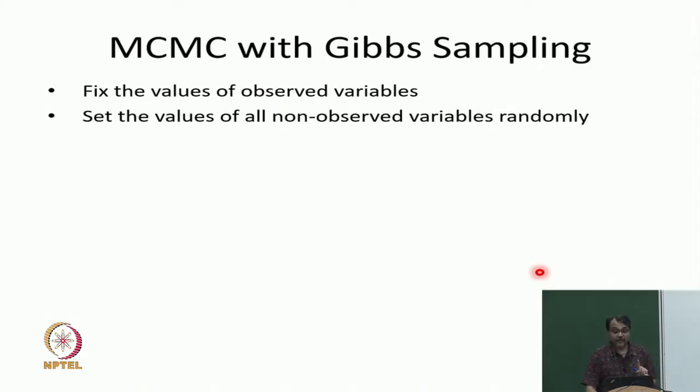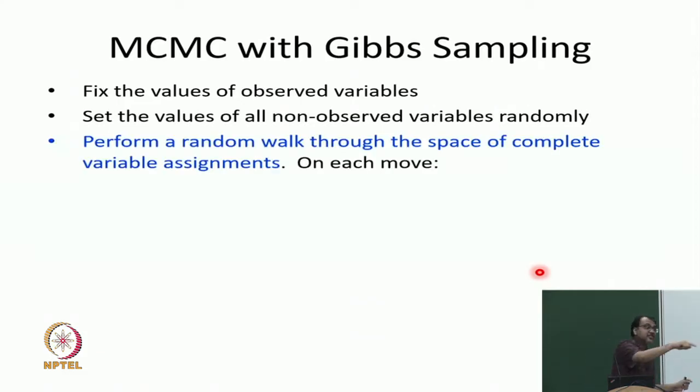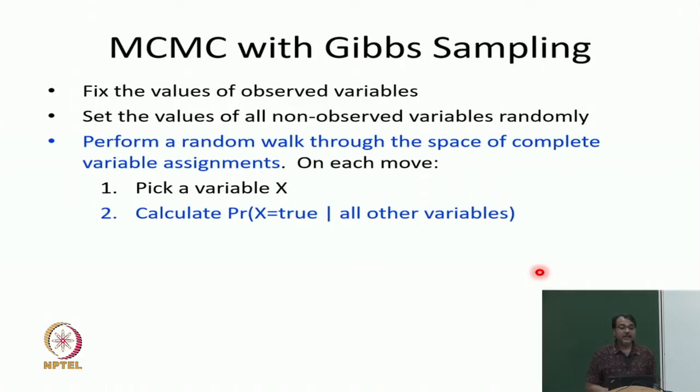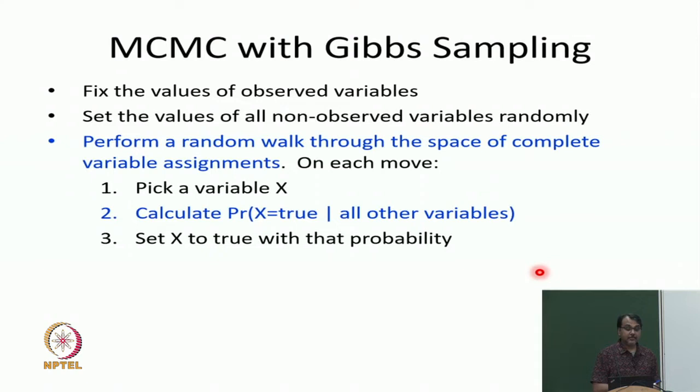Now, I am going to perform a random walk, a Markov chain random walk through the space of complete variable assignments, through the space of complete states. And in each move, I am going to pick a variable x, and I am going to sample that variable again. So, all the n minus 1 variables will remain the same. I am going to only change one variable, and that one variable will be calculated, reflipped based on probability of x equal to true given all the other variables, and set x to be true with that probability.